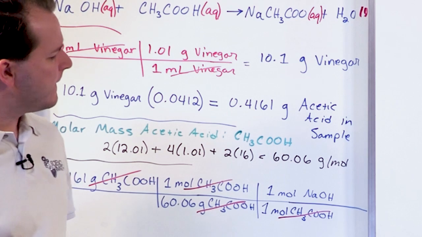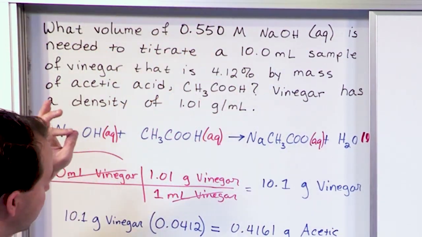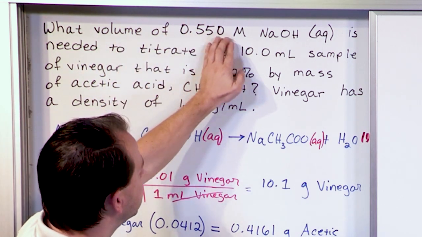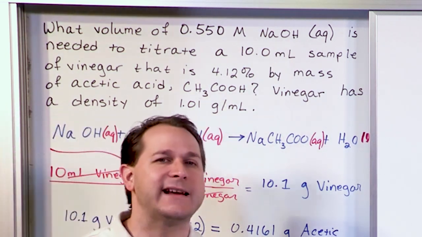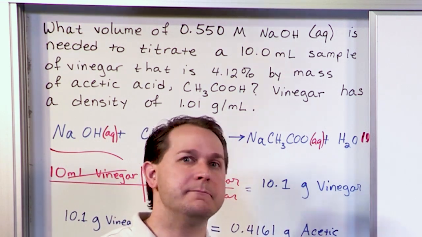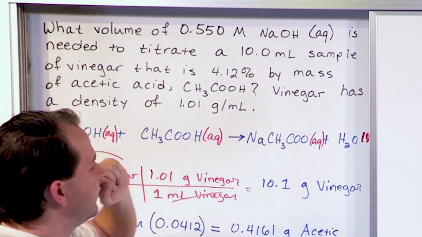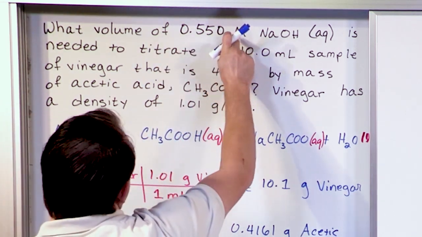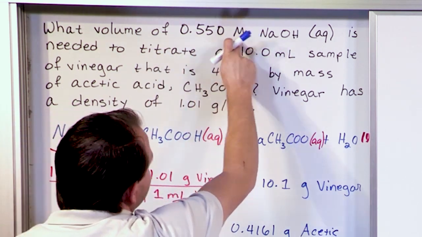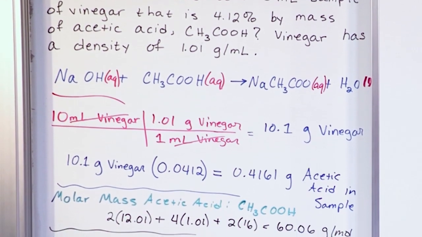How many moles? But when you look back at the problem, you're not asked how many moles of acetic acid. You're asked what volume of a certain concentration solution of this. So you're still being asked how much sodium hydroxide is required. You're just not being asked how many moles. You're asked how many milliliters, or what volume, of a certain stock concentration. So when you see molar in a problem, you should read this as 0.550 moles per liter of sodium hydroxide.